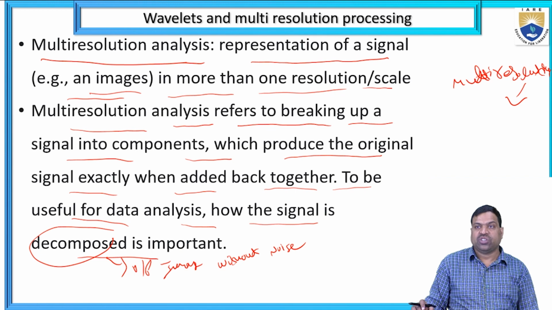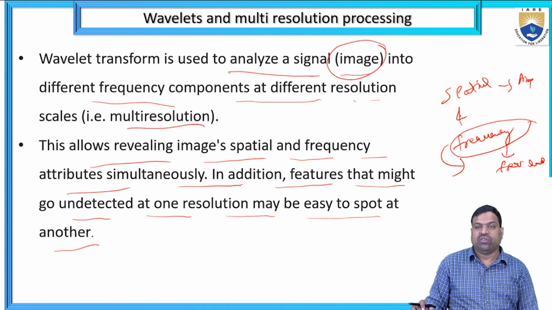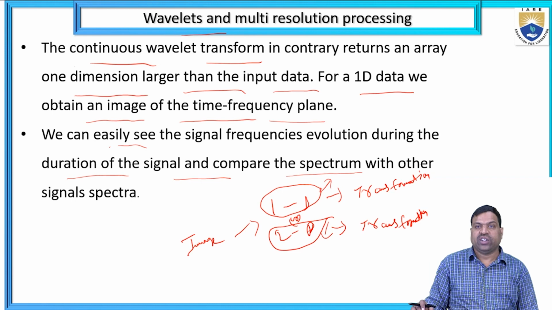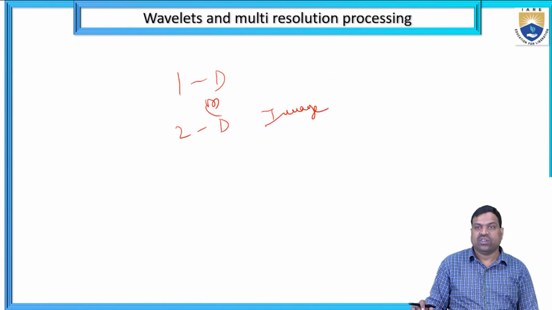So multi-resolution is representing a signal at more than one resolution, two resolutions or multi-resolution. The wavelet transform is analyzing the signal into different frequency components, and the continuous wavelet transform is an array of one-dimensional (1D) and two-dimensional (2D) with time and frequencies.